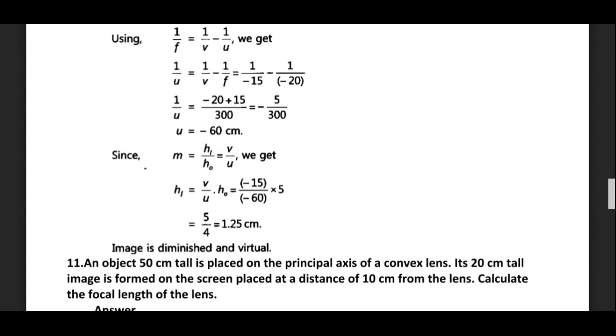In this case, we are not having any minus sign, because in case of magnification of lenses, we are having a positive sign over here. So hi is equal to v upon u into h naught.